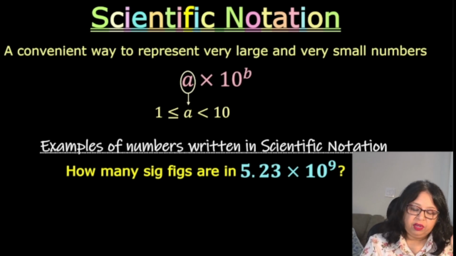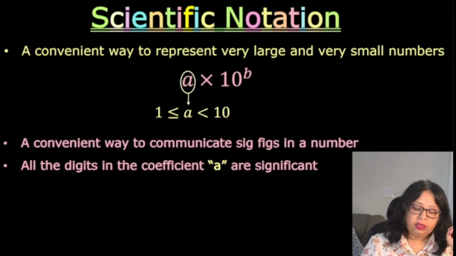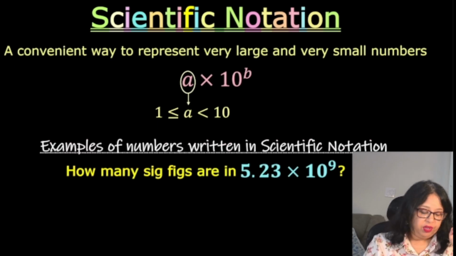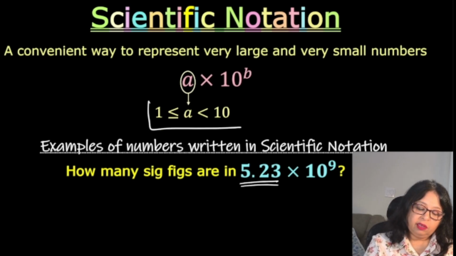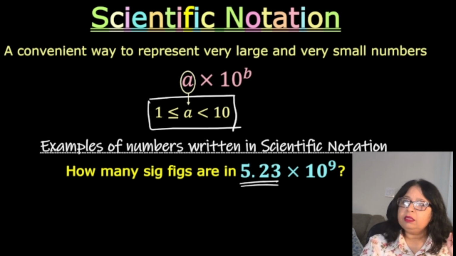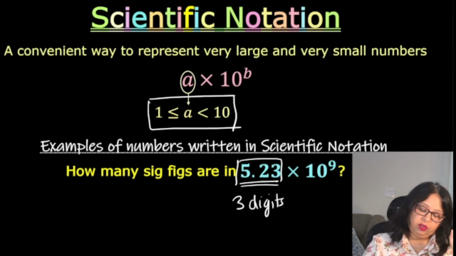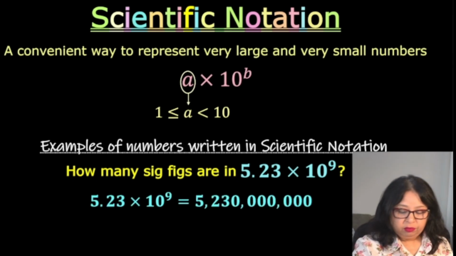How many sig figs are in 5.23 times 10 to the power 9? Well, you just saw here that all the digits in the coefficient a are significant. Over here, this is your a, which is 5.23, and you can see that 5.23 does lie within this range. It is equal to or greater than 1, but smaller than 10. And how many digits are here? 3. And all of those digits are significant, because that's our rule. But how so? Let's look at that.